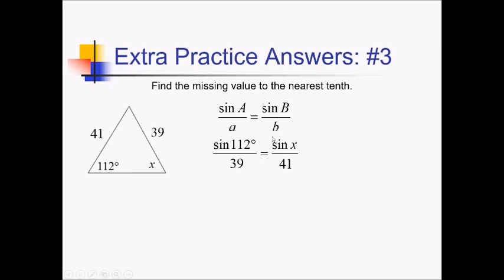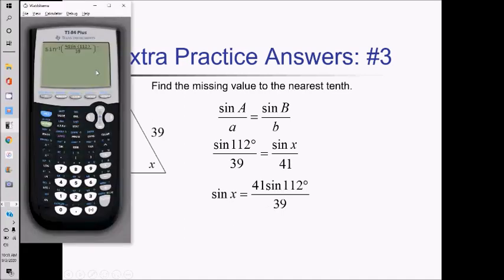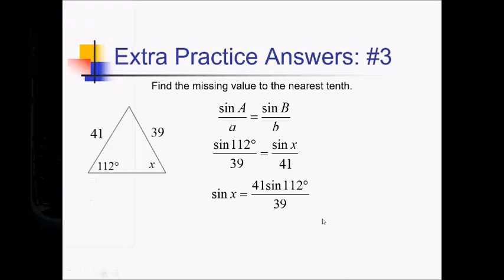Now I'm going to have to solve for sine of x before I can solve for x. So let's isolate sine of x. I'll multiply by 41 on both sides to do that. So that's 41 times sine of 112 over 39. And at this point, I have to take the inverse sine of all this stuff to get the angle. So here I am on the calculator. I've done second sine to get sine inverse, and then alpha y equals to get that fancy fraction and plug all that stuff into sine inverse. Pressing enter, that comes out to 77.1.